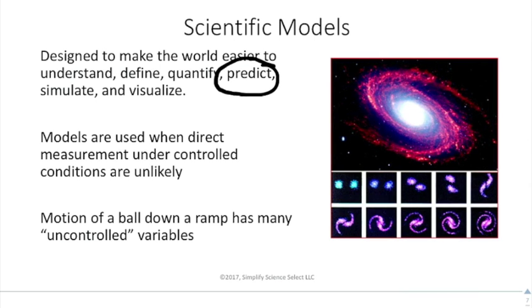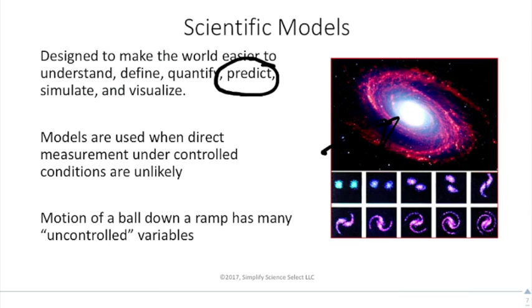So models are used whenever you can't have direct measurement under controlled conditions, and it's really unlikely to be able to develop a lot of these. For example, if I'm looking at a star system and I want to know how galaxies are formed, it's really hard for me to make direct measurements under controlled conditions. I can't manipulate a galaxy formation in order to see what's actually happening.